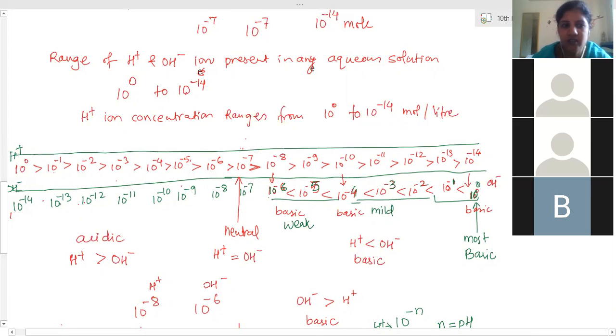In this case, H plus ions are greater than OH minus ions. So therefore, all these solutions are acidic. Here it is equal number of H plus and OH minus ions. So therefore, this is neutral solution. And here again, H plus ions are lesser, OH minus ions are greater than H plus ions. So therefore, these are basic substances. So this is acidic.